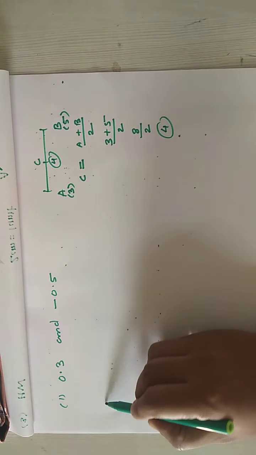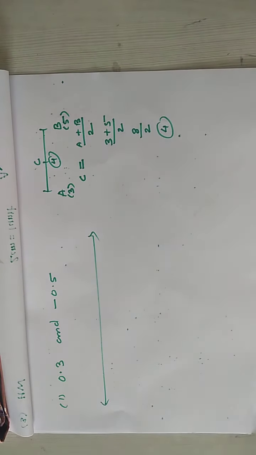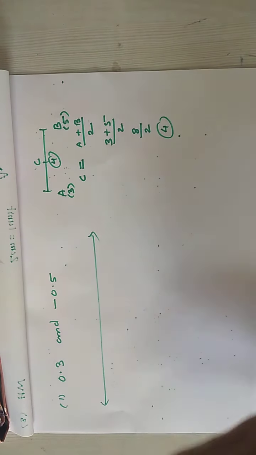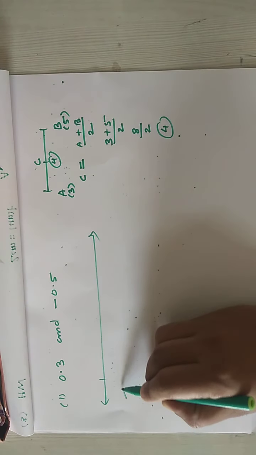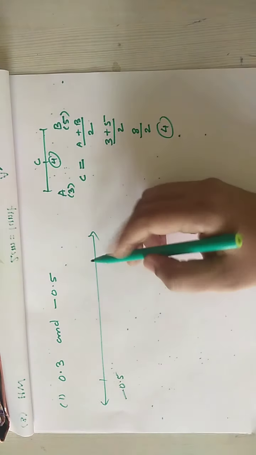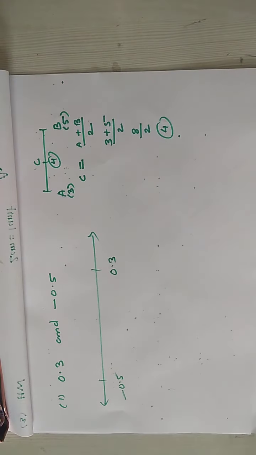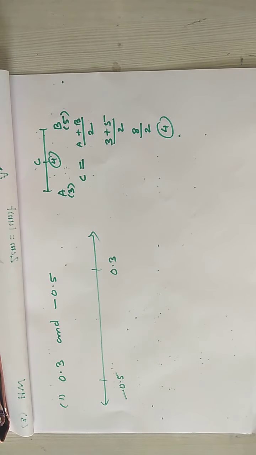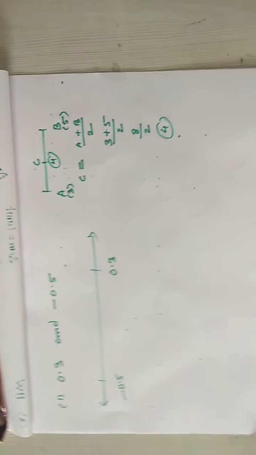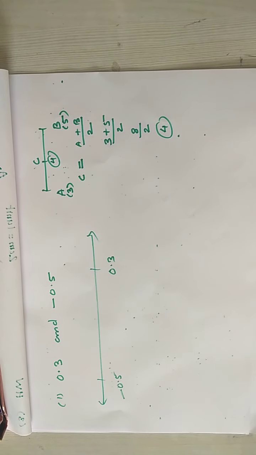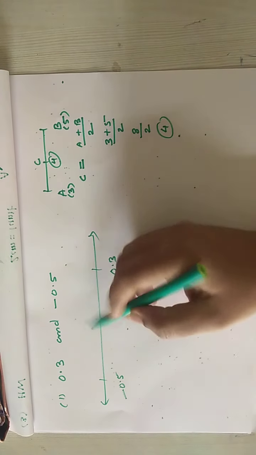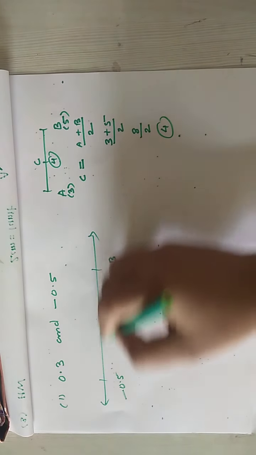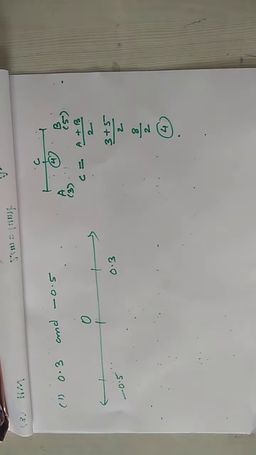Okay, let's assume a number line. Suppose this is a number line. We know minus 0.5 is negative. That means minus 0.5 should be on the left side, this side. Suppose minus 0.5 is here, and 0.3 should be on the right side, somewhere over here. So 0.3 is on the right, minus 0.5 is on the left. Now all you need is to know the number line properly. If you know the number line properly, you know that this is a negative number, this is a positive number. That means in between somewhere you will have a 0.